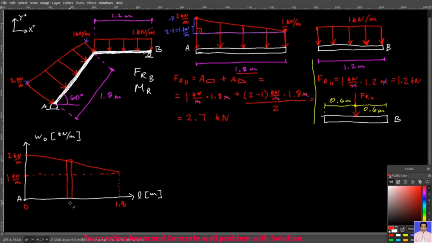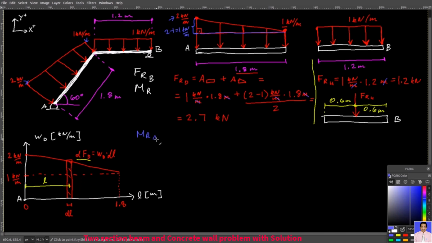Here I have the differential element. Its width is dl. If I multiply dl by its height, then I will get the differential force, which is the area of this differential element. And then from point A, I have the length to this differential force element, so it will be my moment arm for this particular differential force element. Of course, as I integrate from 0 to 1.8, I will keep having new and new differential force elements, and also the moment arm constantly changes.